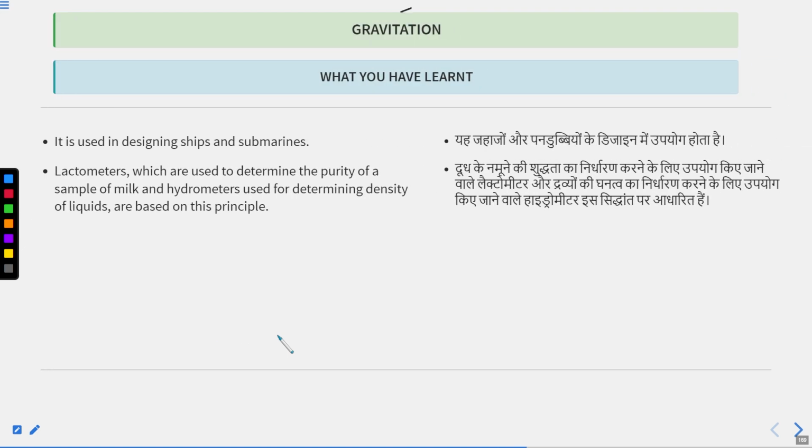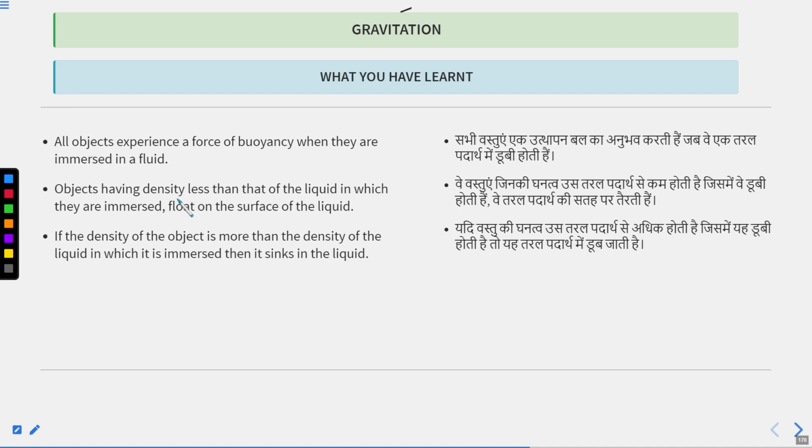Archimedes' principle is used to design ships and submarines. Lactometers, which are devices used to determine the purity of milk, and hydrometers, which are used to determine the density of any liquid, are based on Archimedes' principle. So Archimedes' principle plays a huge role in our daily life.